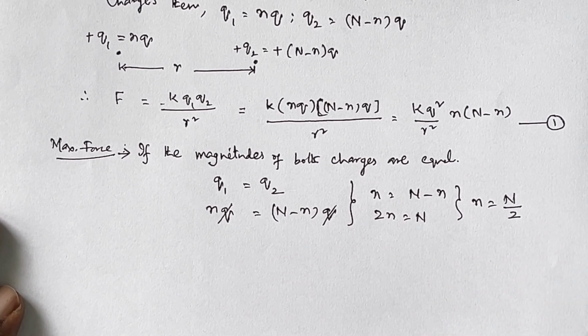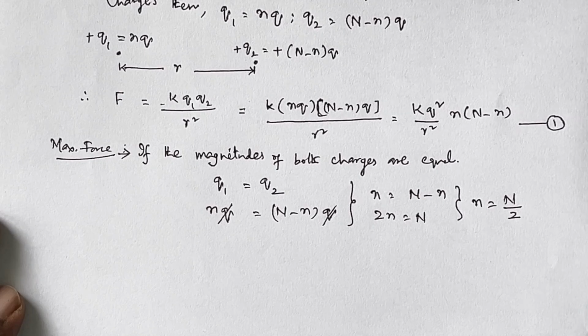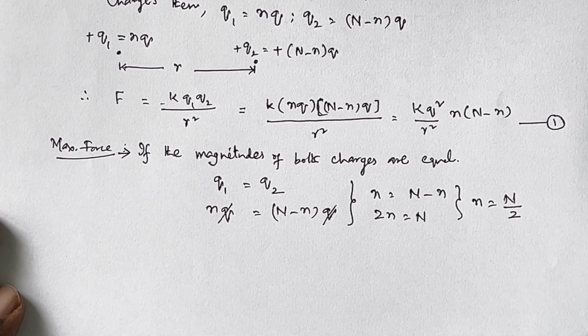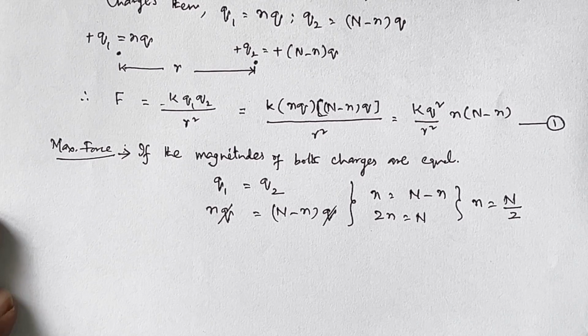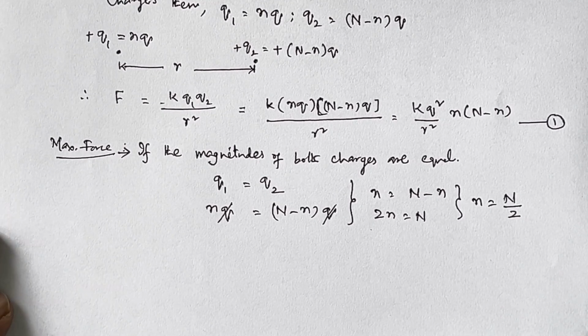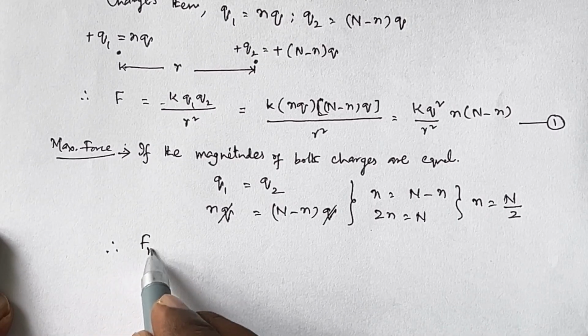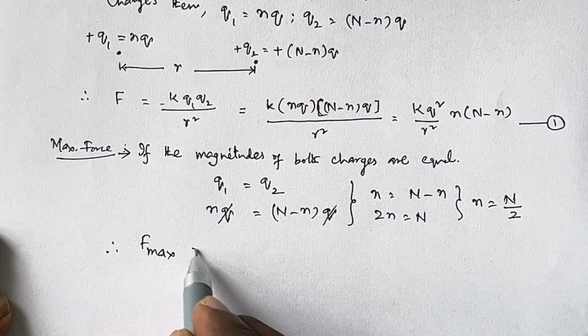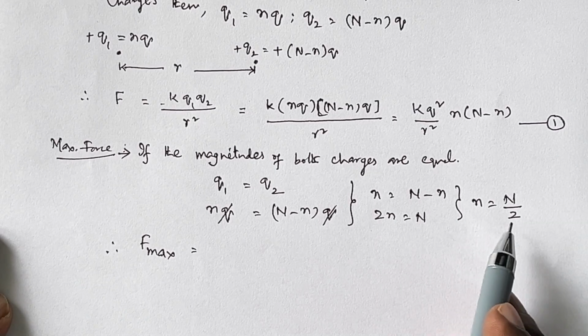So if and only if n is equal to N by 2, the force between the two charges, the Coulombian force, whether it may be an attractive force or repulsive force, will be a maximum in magnitude. So let us write, therefore, F maximum is equal to, so for F maximum n is equal to N by 2.